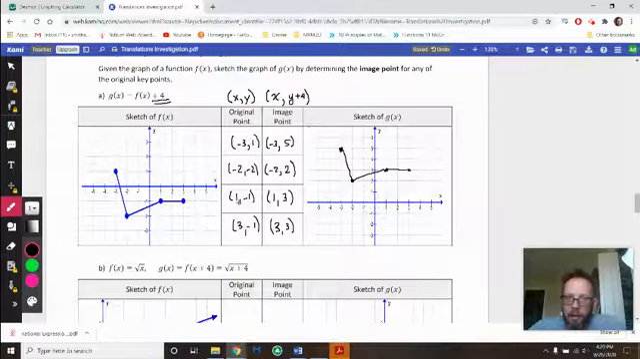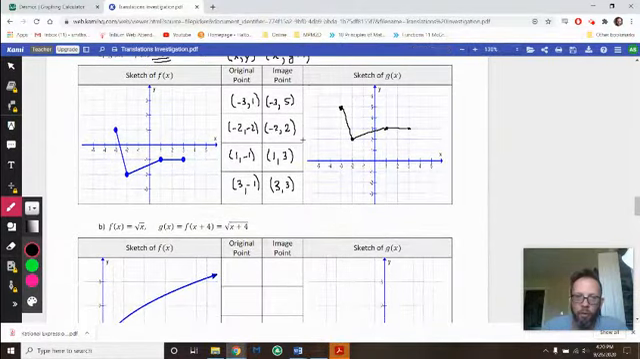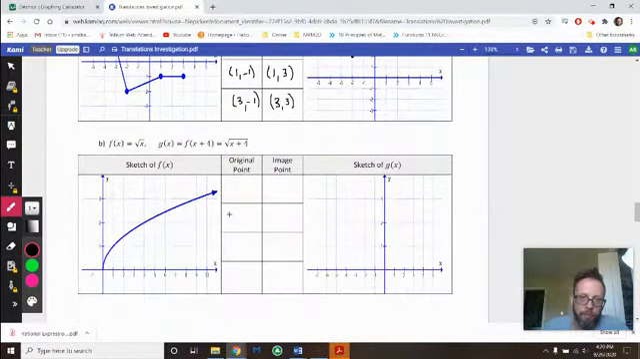Sometimes I'll have you guys do that on the same grid. Other times like this on a separate grid. But hopefully, and I think most of you guys probably could have made the graph without finding the image point, but I think it's a good exercise to think about how the points are changing. And here they're adding 4 to the y values. So here's another exercise for you guys to do.